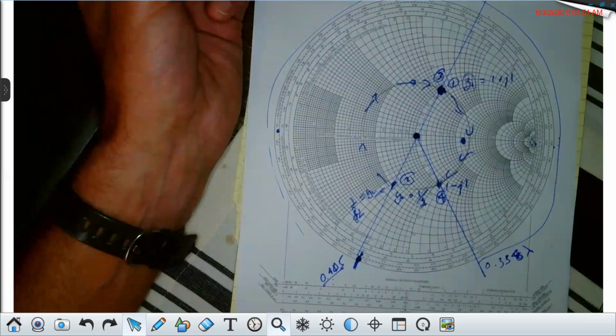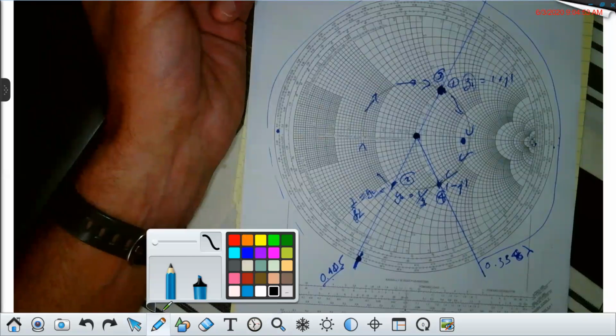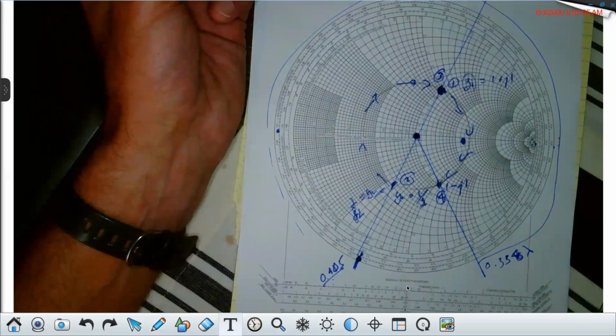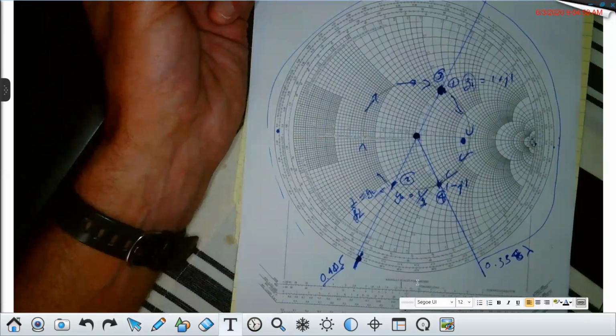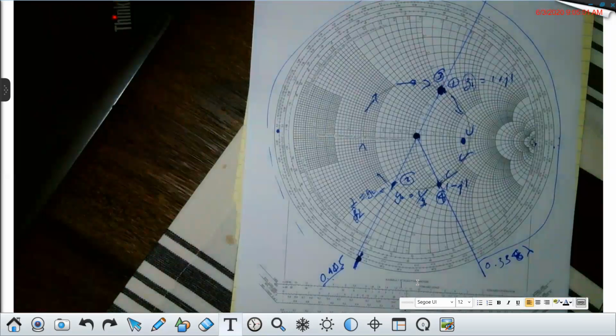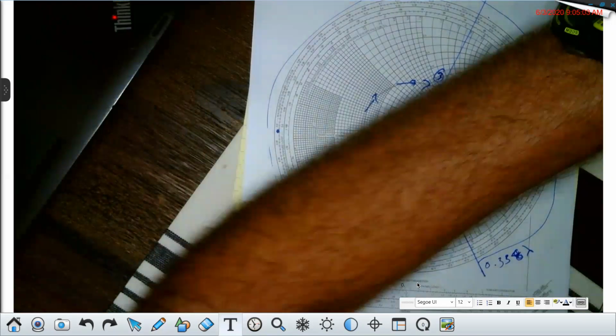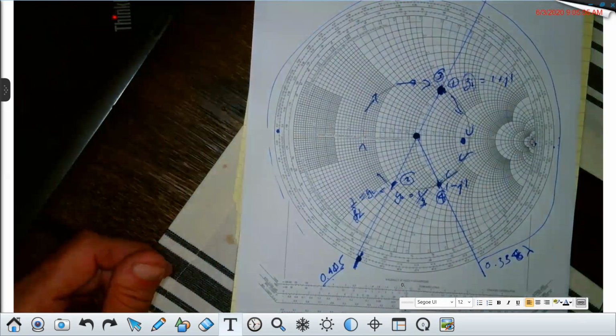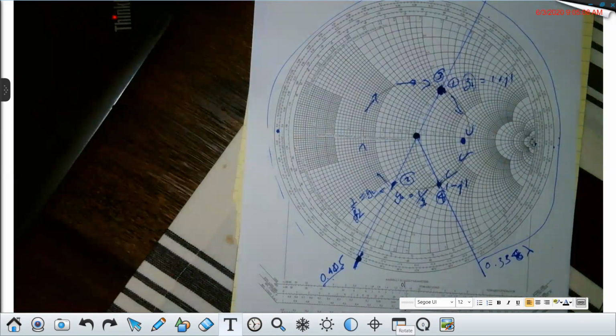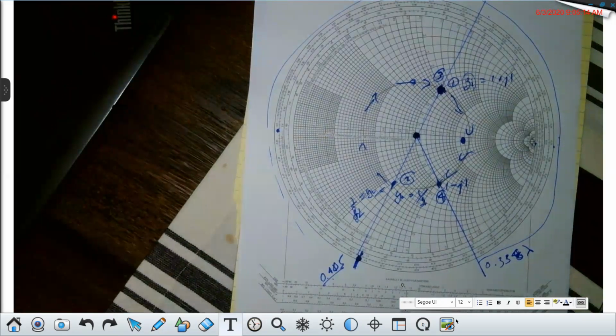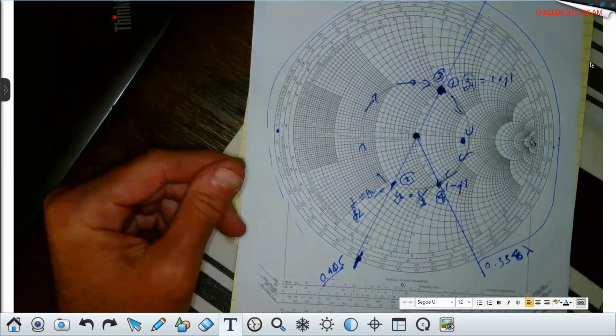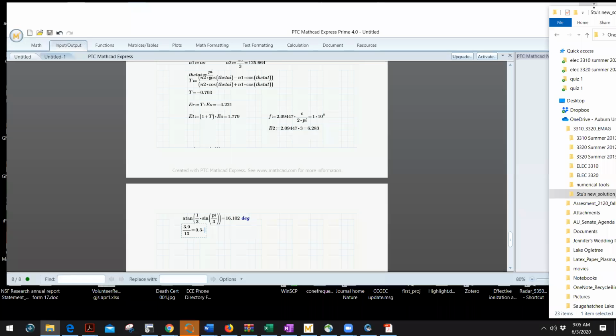I think I can write right on here. Class? 0.338 minus 0.405 gives minus 0.067. What do we have to do? Add 0.5. Right, and what do you get once you do that? 0.433. All right, so that means I'm just about a half wavelength.